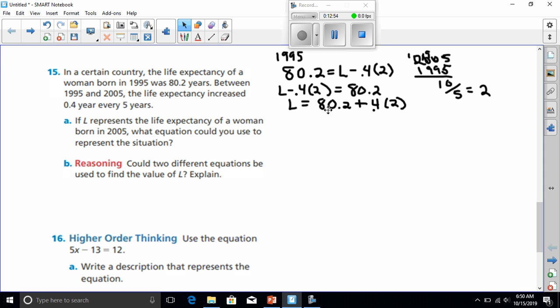Yeah, so we can either say that added, or, and I think this would probably be the easier one to solve because you'd have all your numbers on one side, but those are the two that I came up with. Last one. It says reasoning. Could two different equations be used to find the value of L? Well, we just solved that, didn't we? Yes.